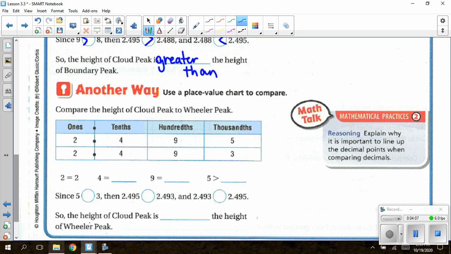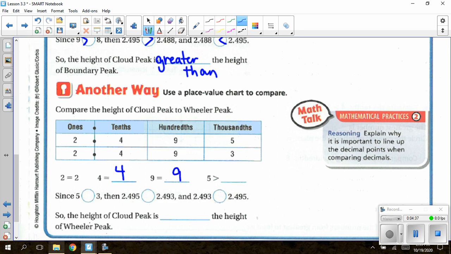So looking at the ones place, we do see that they both have a 2, so those are equal to each other, so that means we need to go to the next smallest place. Looking at my tenths, both of them again have a 4, so that means I need to move on to the hundredths. Both of them have a 9 in the hundredths position. So moving to the smallest position listed, which is the thousandths. This is where they are first different, so this is how I will compare them.